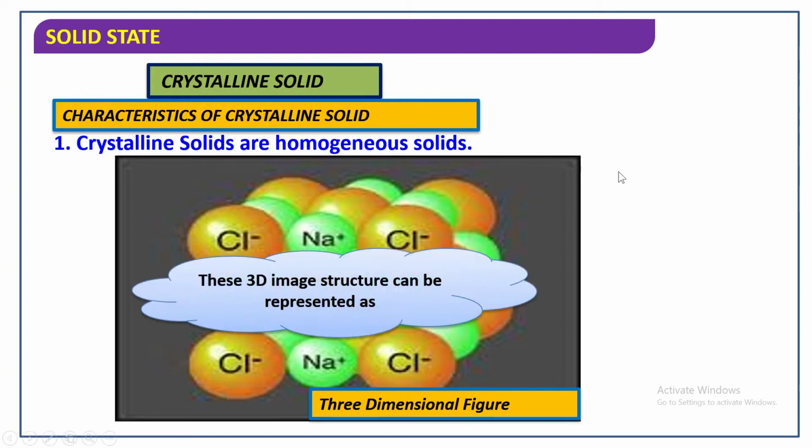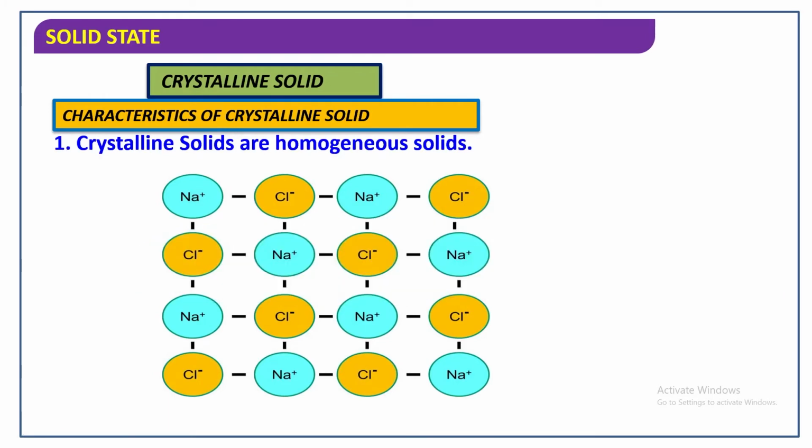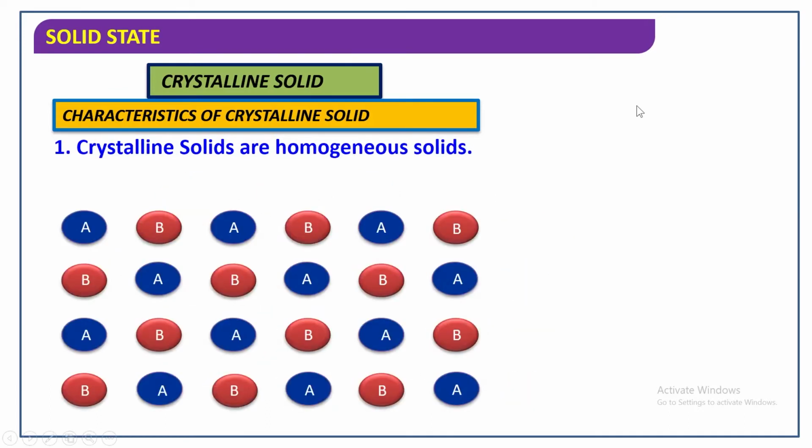Okay. Now I can represent this structure in 2D like this. After every sodium ion, there is a chlorine, like this: A, B, A, B, A, B. This is a homogeneous solid. Crystalline solids are homogeneous solids.